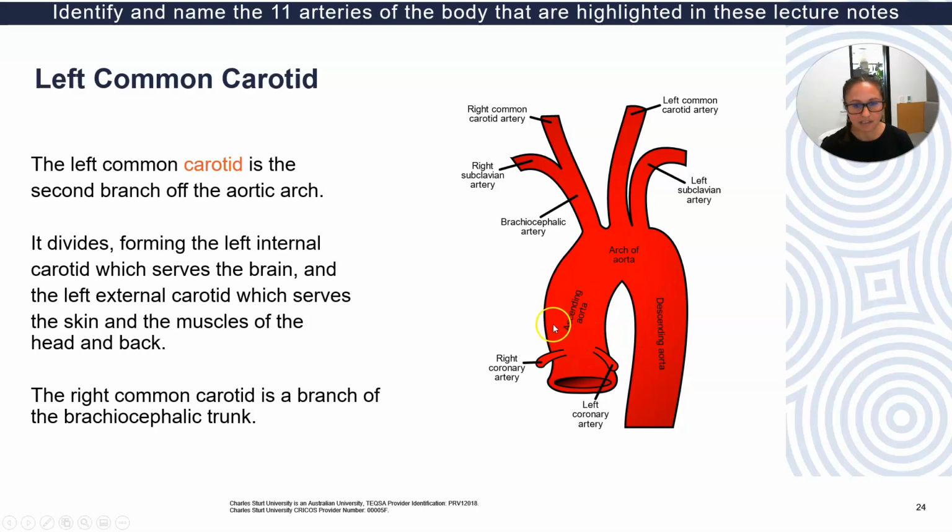Now let's have a look and see. So you've got your first branch of the aorta is going to be the brachiocephalic, and then that branches off into the right common carotid and the right subclavian. Can you see how it's not symmetrical? It's not the same on the left side. The left common carotid is on its own, okay? So just be mindful of that.